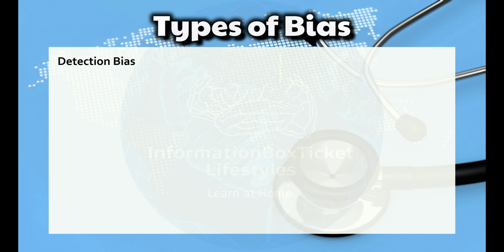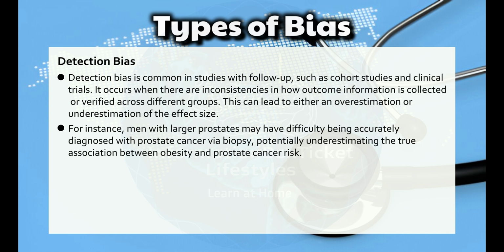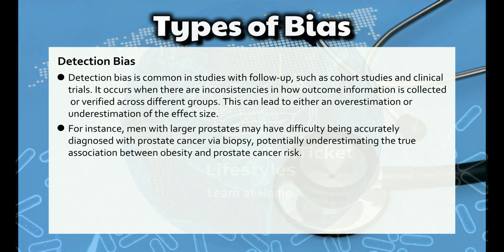Detection bias. Detection bias is common in studies with follow-up, such as cohort studies and clinical trials. It occurs when there are inconsistencies in how outcome information is collected or verified across different groups. This can lead to either an overestimation or underestimation of the effect size. For instance, men with larger prostates may have difficulty being accurately diagnosed with prostate cancer via biopsy, potentially underestimating the true association between obesity and prostate cancer risk.